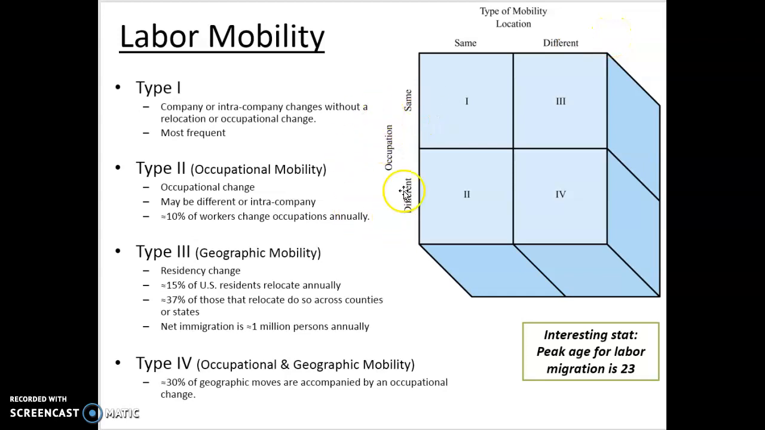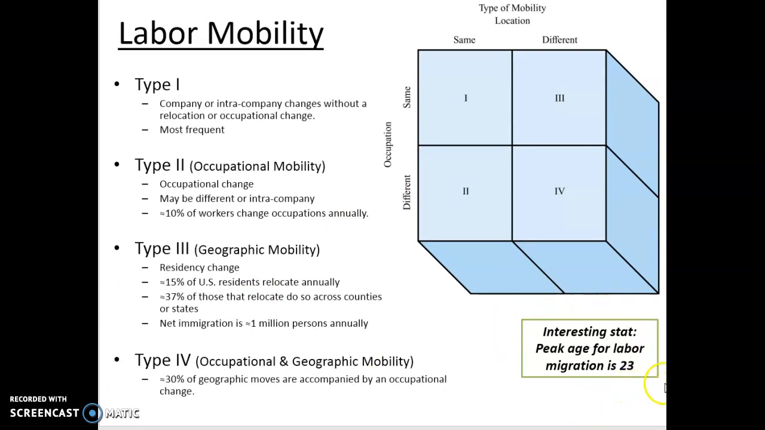And then occupational mobility means changing your occupation, not necessarily across companies. It could be within the same company. Upward mobility, for example, could be an occupational change if you go from being a driver for UPS to being a manager for UPS. Or let's say you become an accountant for UPS. You work in their accounting department. Those are occupational changes, even though they're within the same company.